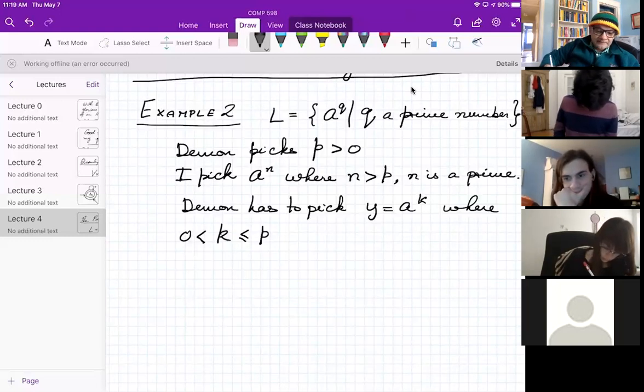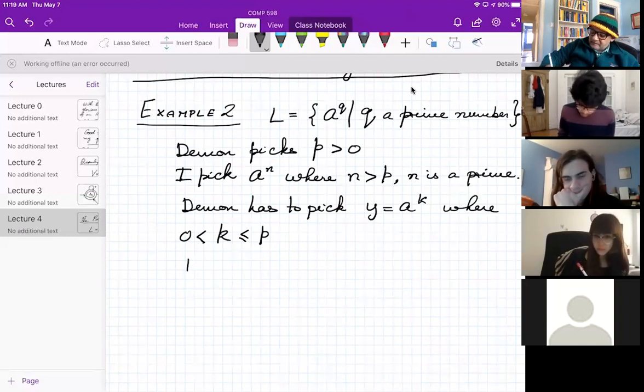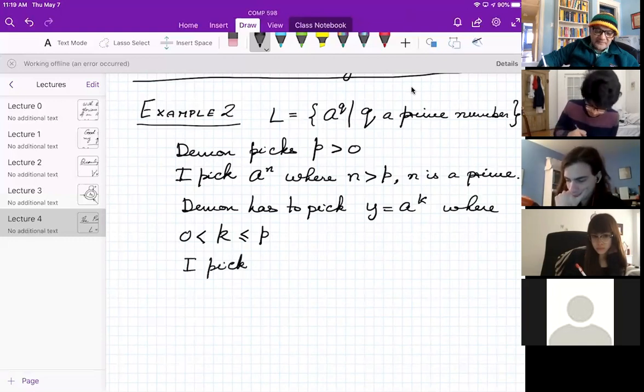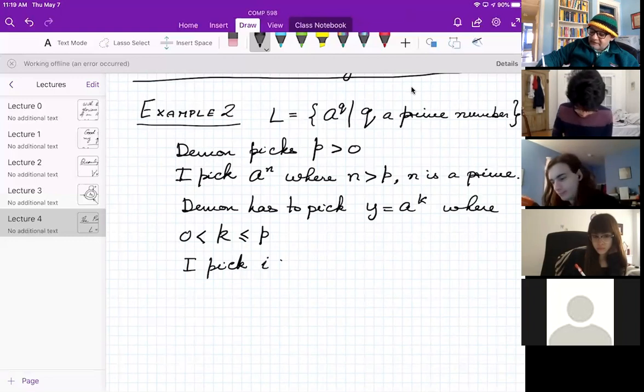So then I pick i greater than 1. The exact choice is deferred until we do some analysis.